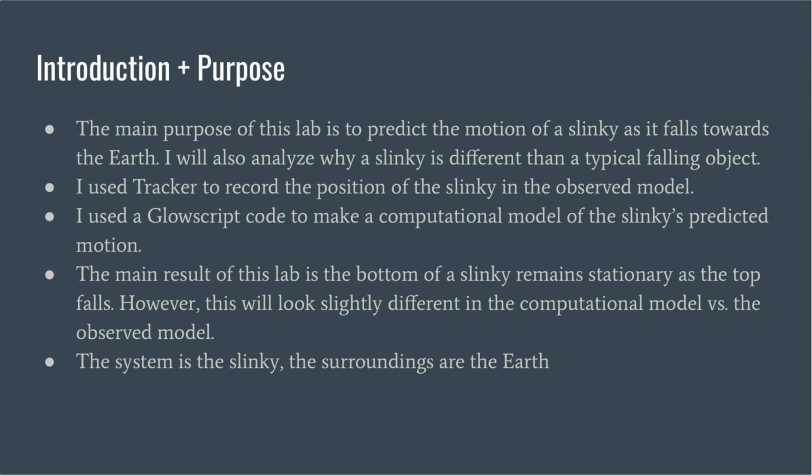I used Tracker to record the position of the slinky and the observed model, which I got from the video provided. I used a GlowScript code to make a computational model of the slinky's predicted motion. And the main result from these two models is that the bottom of a slinky remains stationary as the top falls. However, this did look slightly different in the computational model versus the observed model, and I'll talk more about why that happens. And for this lab, the system is the slinky and the surroundings are the earth.